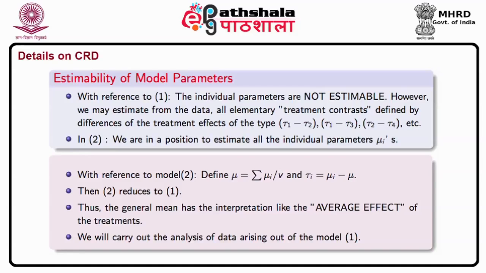Next. Now, with reference to model 2, we are defining mu is equal to sum over mu I by V and tau I is equal to mu I minus mu. Then 2 will reduce to 1. Thus, the general mean has the interpretation like the average effect of the treatments. We will carry out the analysis of data arising out of the model 1. There are two different ways of looking at the model. That's what it says.